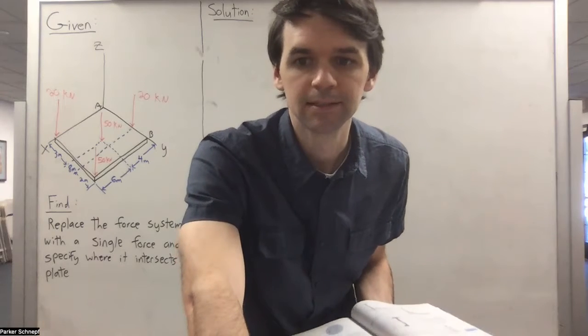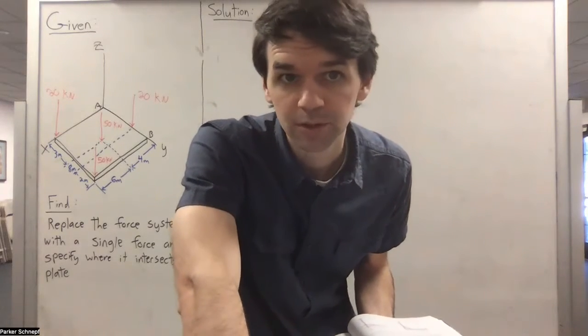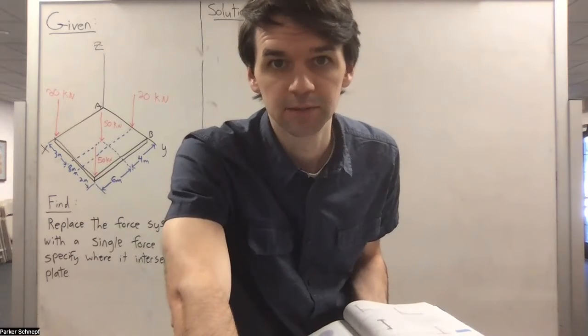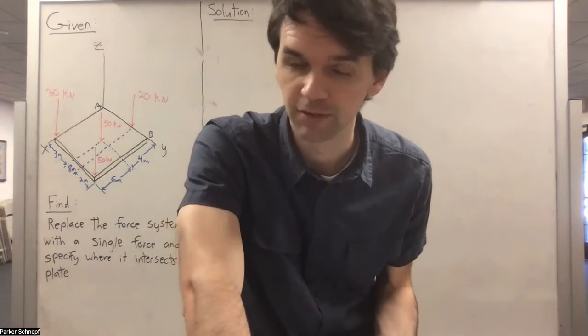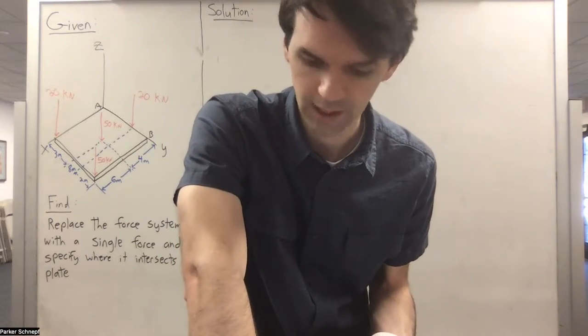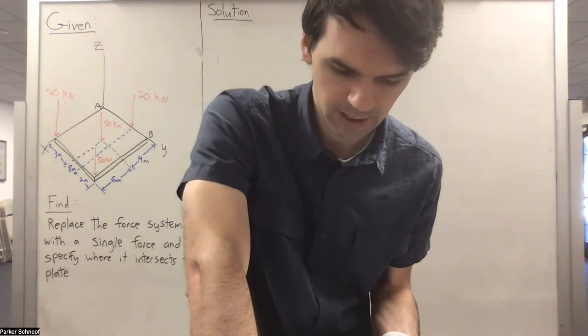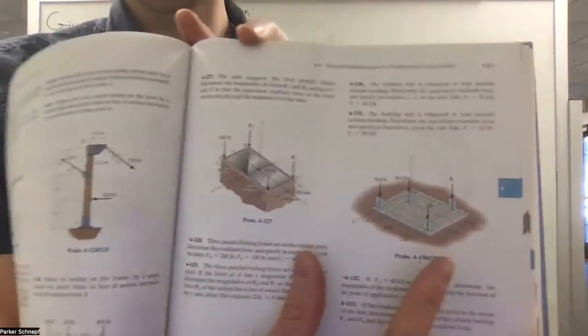Hi class, this is an example video for Unit 5.2. Unit 5.2 is just building off what we did in 5.1. It's about further simplification of a force and couple system. And I've chosen to use problem 4-131 from the book to go through to demonstrate some of these principles. So here's the image from the book.